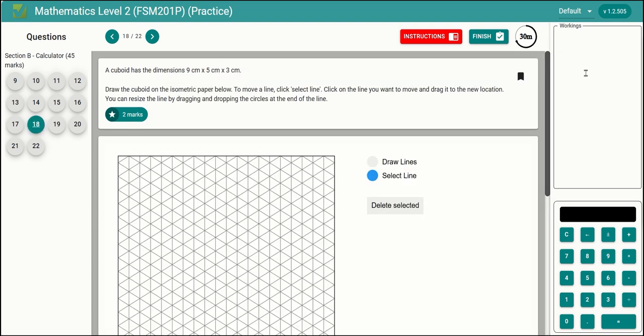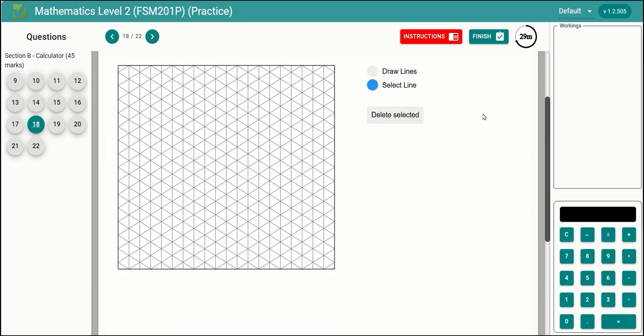Okay, so for this question we just need to draw a cuboid 9 by 5 by 3. So let's just make a note of those key numbers there. So it's 9 by 5 by 3. Okay, so we're going to draw some lines on here, which is going to be quite a lot of fun, I think. Right, so I'm going to pick a corner here and I'll just do the longest side I can, which is the 9. So 1, 2, 3, 4, 5, 6, 7, 8, 9. Okay, so this is the longest dimension of the cuboid.